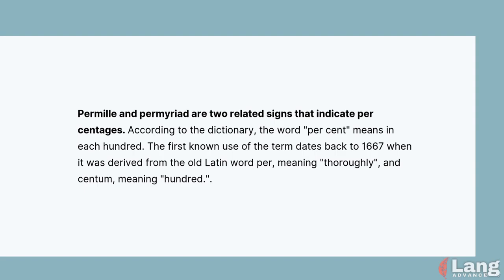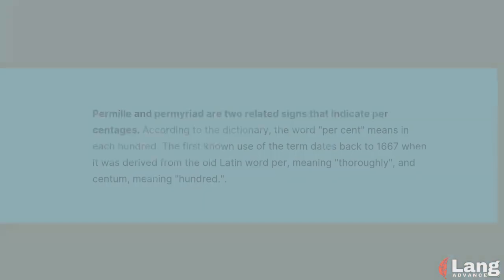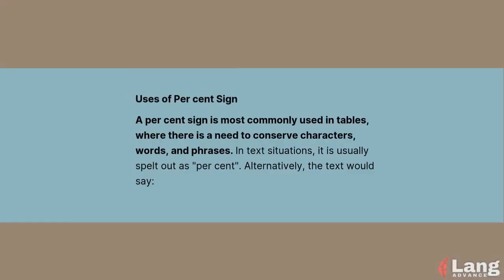According to the dictionary, the word percent means in each 100. The first known use of the term dates back to 1667, when it was derived from the Old Latin word per, meaning thoroughly, and centum, meaning 100. Uses of the percent sign. A percent sign is most commonly used in tables, where there is a need to conserve characters, words, and phrases. In text situations, it is usually spelled out as percent.